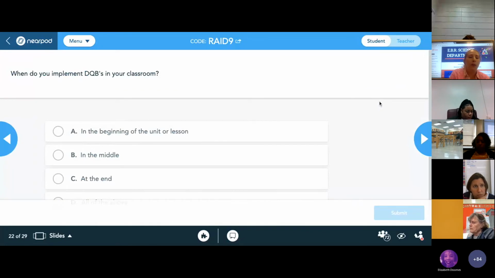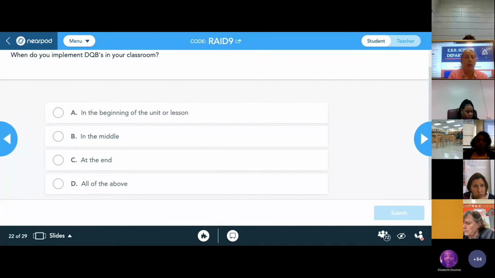So do you implement DQBs in your classroom? This is just like a little quiz. So just click on it. Do you implement it in the beginning of the unit or the lesson, in the middle, at the end, or all the above? If you haven't implemented DQBs, if you're not really familiar with it, you can just leave it blank. But if you've actually done the DQBs and you're using them, we're just trying to find out how proficient teachers are and if they're actually using them.